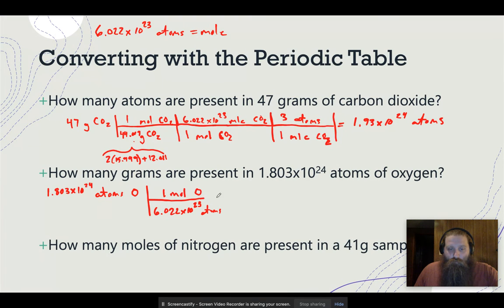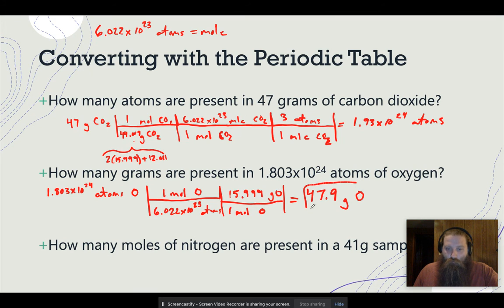1 mole of oxygen. And according to the periodic table, 1 mole of oxygen is 15.999 grams of oxygen. All right, well, there we go. We've got atoms canceled out. We've got moles canceled out. We can go to grams. So 1.803 E 24 divided by 6.022 E 23 times 15.999. It's going to give us 47.9. Right, there we go. Grams of oxygen. There is my final answer.